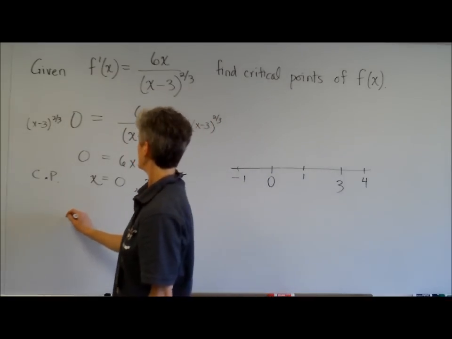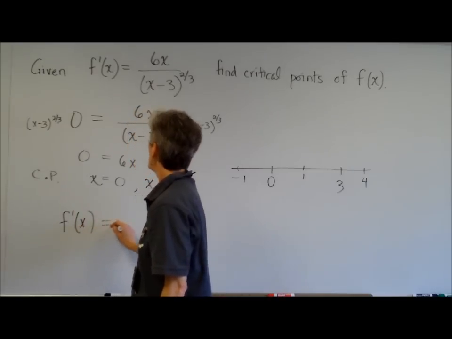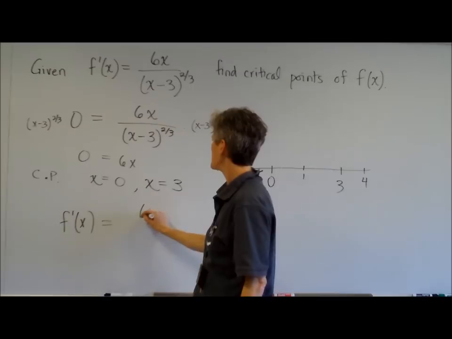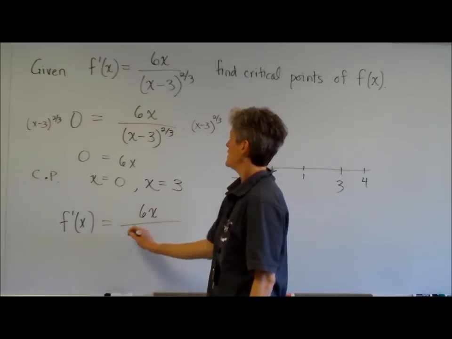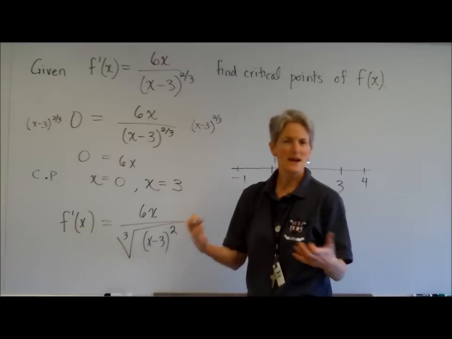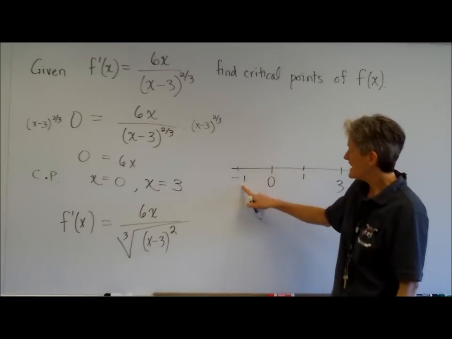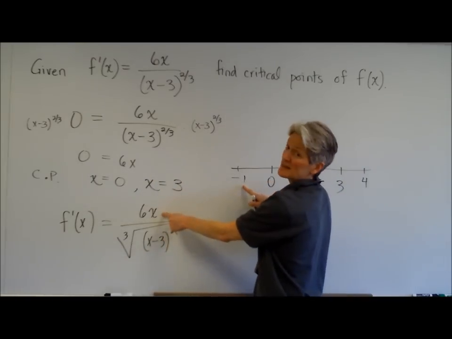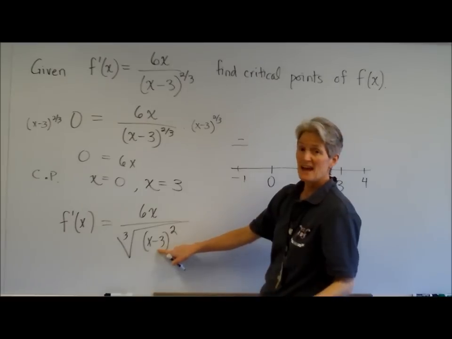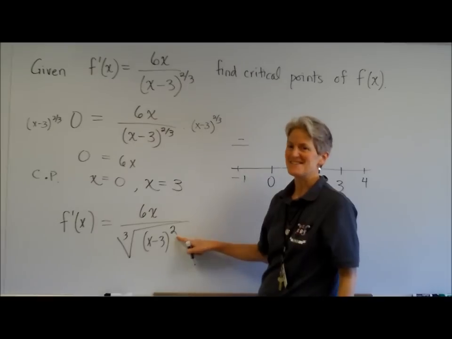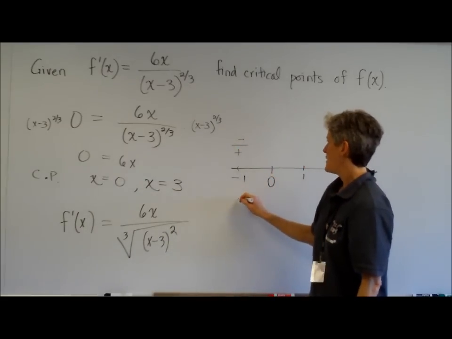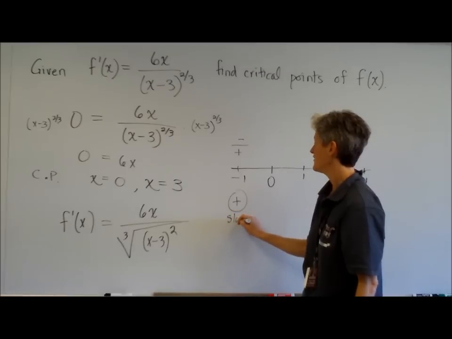Let me just write it again here. When I have rational exponents, sometimes I just rewrite it as a radical. So that's the cube root of (x minus 3) squared. Sometimes that just helps me figure stuff out. So if I'm plugging in -1 for x, 6 times -1 is going to give me a negative in the numerator. -1 minus 3 gives me -4, but in squaring it, I'm going to have something positive. Cube root of something positive.